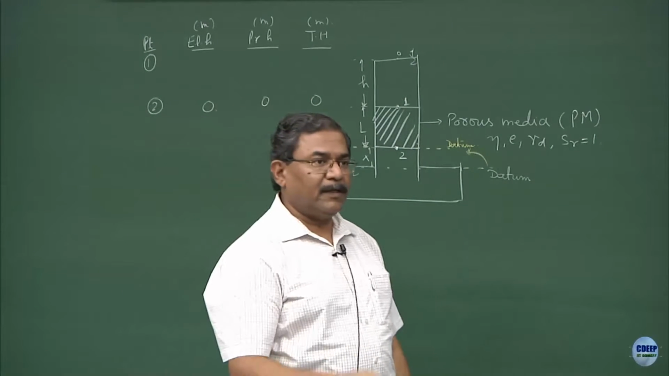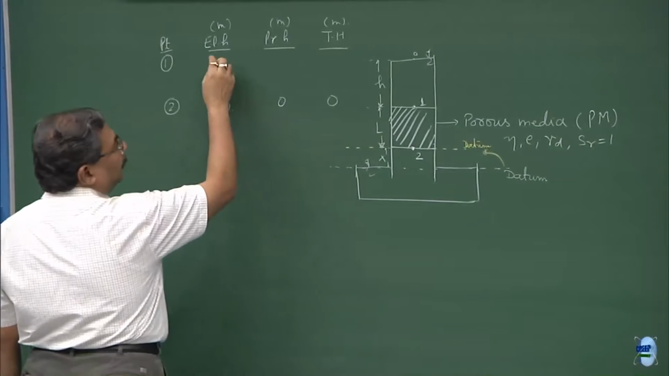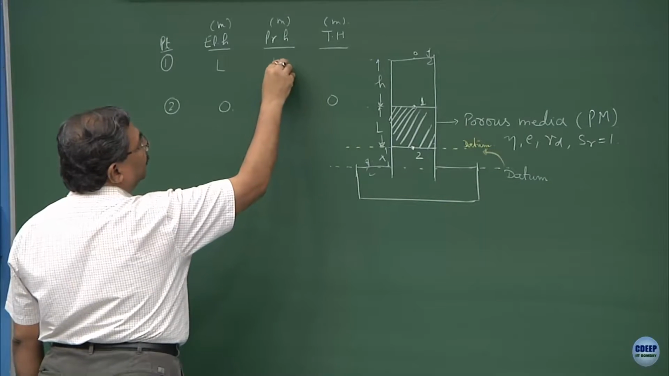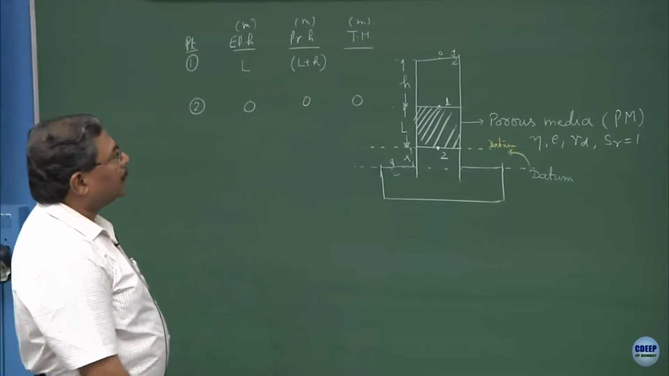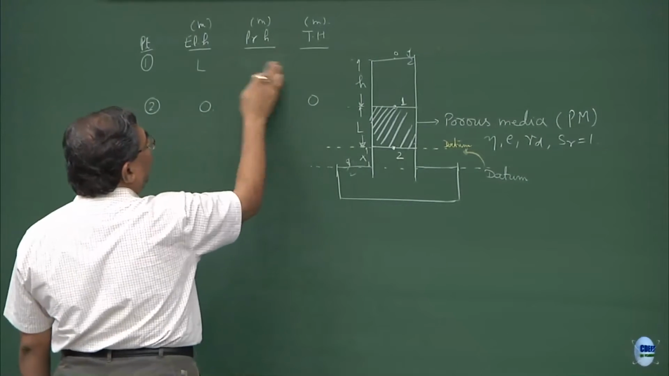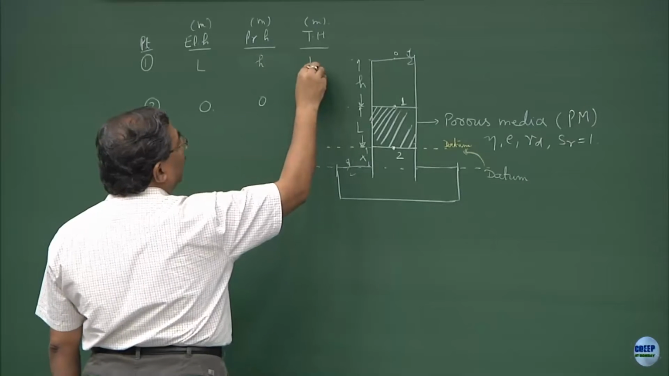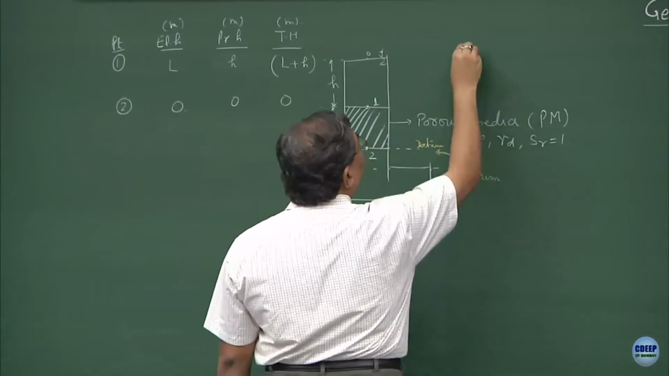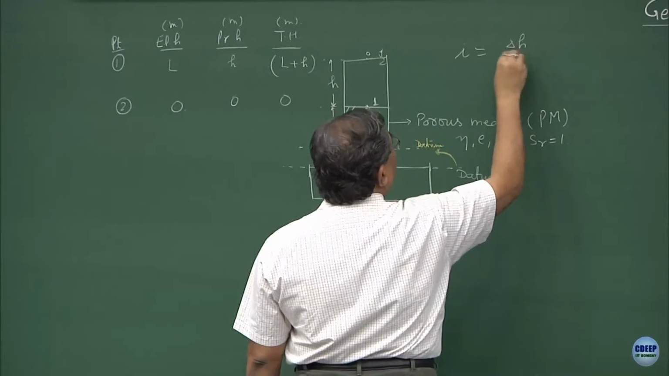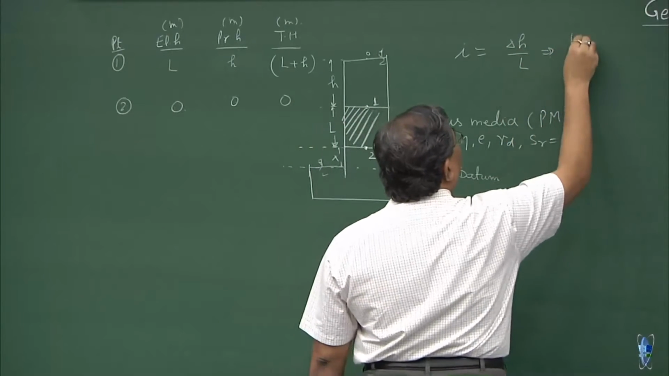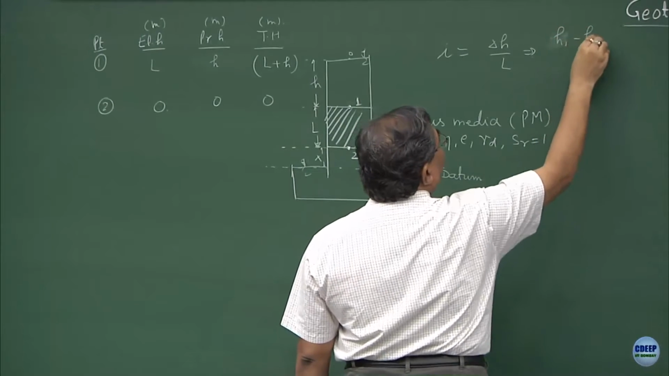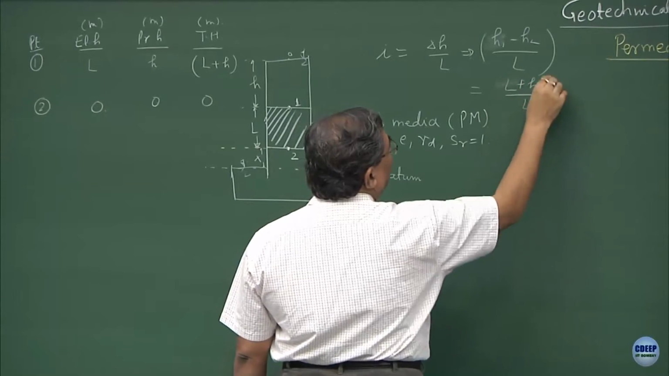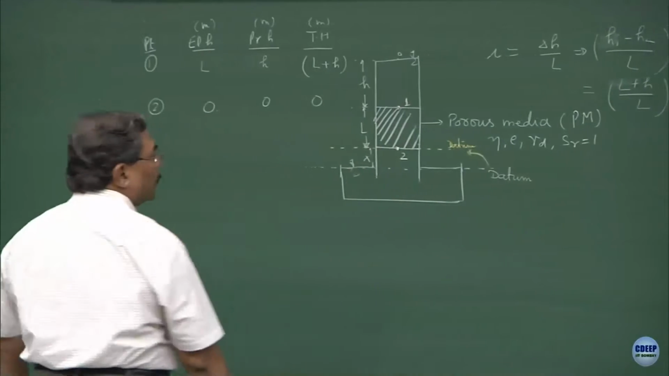I will tell you what is the fallacy which we were discussing last time. At point number 1, the elevation head is L, the pressure head is L plus H. No, sorry, H, and hence the total head is L plus H. So, if I compute the hydraulic gradient, this will be delta H upon L, which is H1 minus H2 over L. This is nothing but L plus H over L. All right.